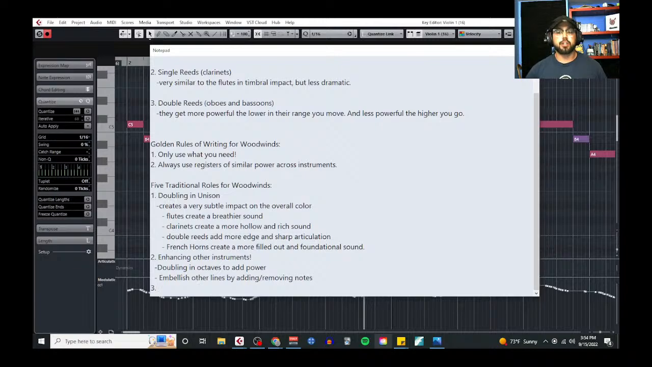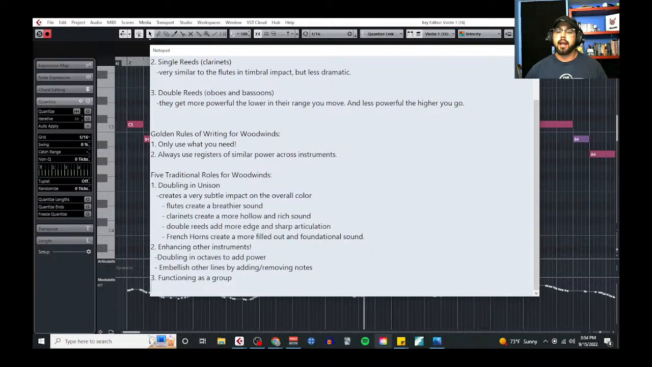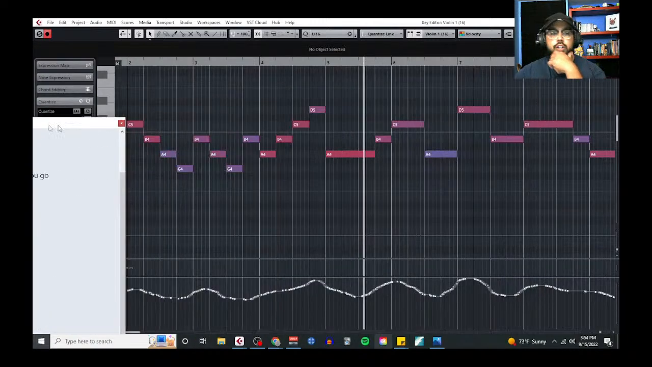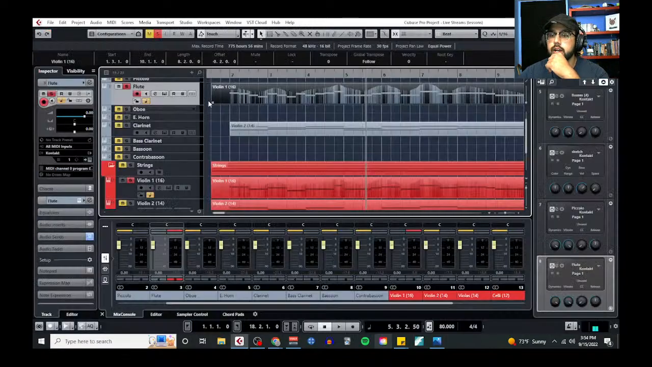And the third of the 5 traditional roles for the woodwinds is functioning as a group. This is essentially the same 3-group process we learned in the string video. All right, so this was the stream I did 2 days ago. We learned about a 3-group process.